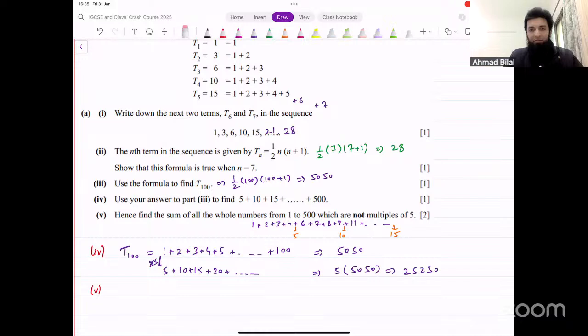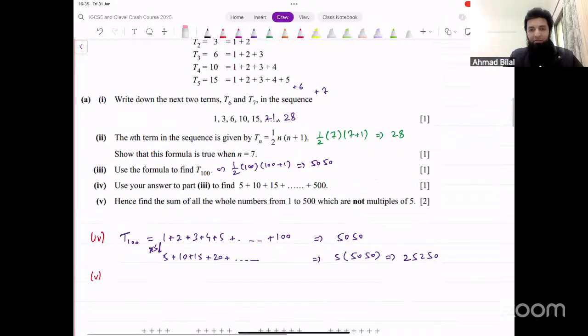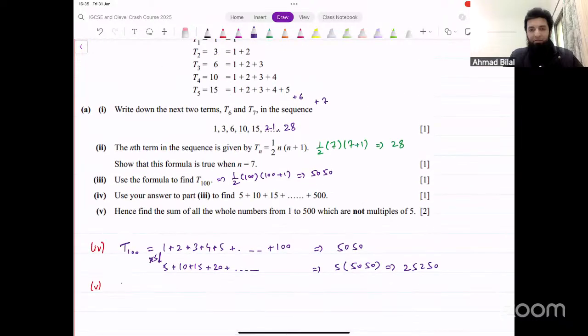Can we first find the sum of all numbers from 1 to 500, including the multiples of 5? Can we find that total? That will just be T500, right? Sum of the first 500, both multiples of 5 and non-multiples of 5. We can find that total first of all. Let's find out this total first, T500, and see what that is.